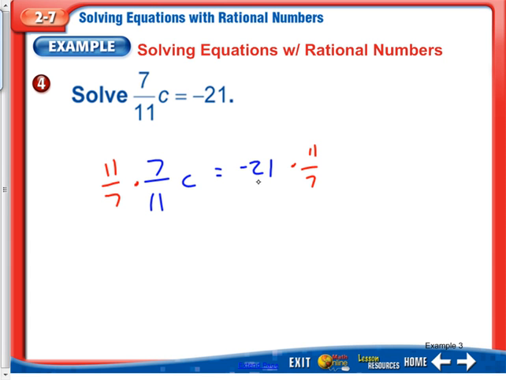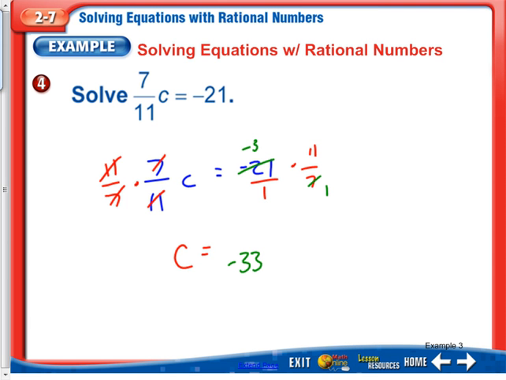All right, since this is a whole integer, we'll go ahead and put that over 1 just to get it into fraction form. Okay, now watch what happens here. The 11s are going to cancel to be 1, 7s will cancel to be 1, and so we're just left with c. So that worked out nicely. Now, the 7 is going to be a 1, and the 21 still stays negative, but we're going to get negative 3. Now, when we multiply across, we get negative 33, and we're done.